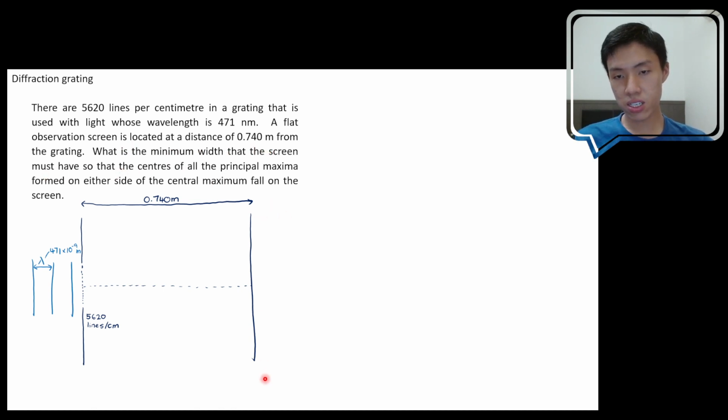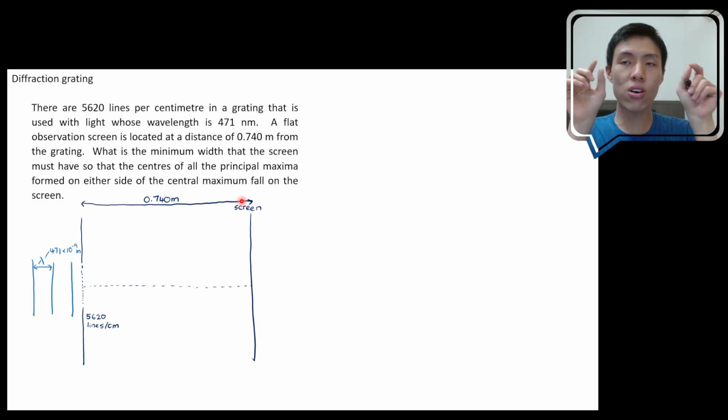Okay. What is the minimum width that the screen must have? So this is the screen. Then they say what is the minimum width, so that the center of all the principal maxima formed on either side of the center maximum fall on the screen. So they want the center of all the principal maxima to be on the screen. So if there are 7 maxima that can be found for this diffraction grating, what's the minimum width you need in order to fit all 7 maxima on that screen?